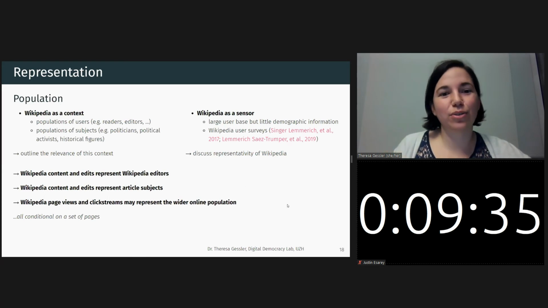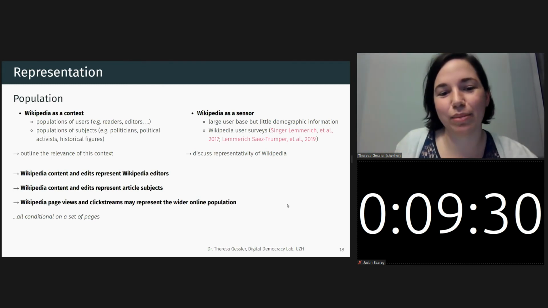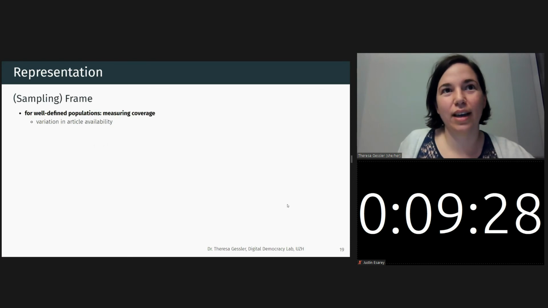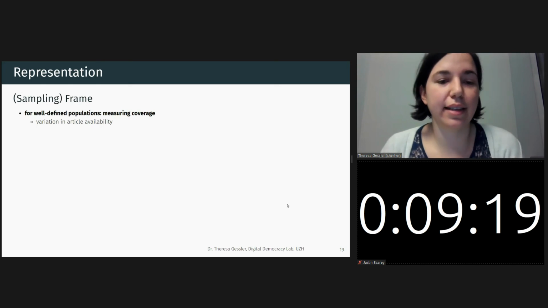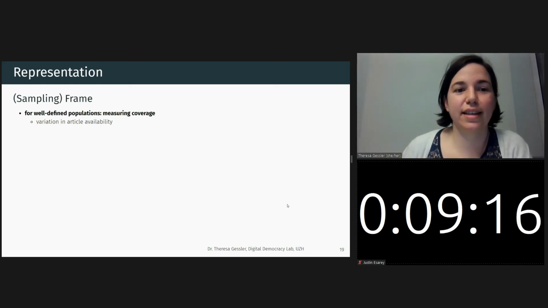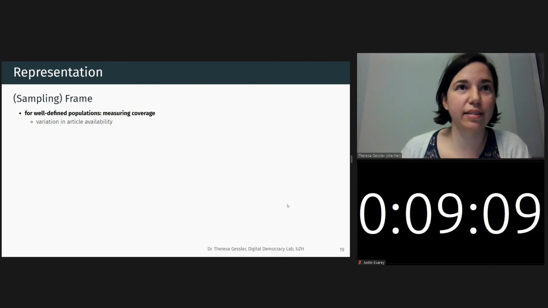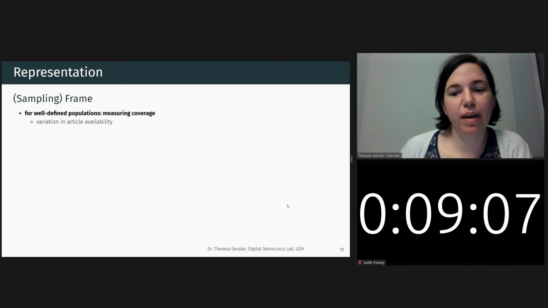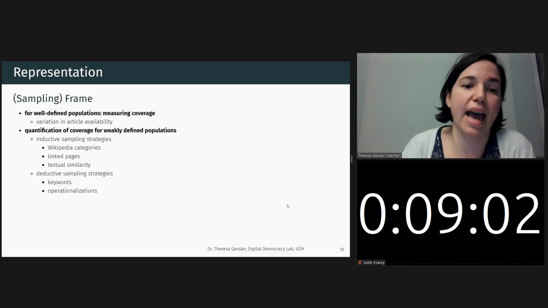Since this is so central to making these inferences, I wanted to focus a little bit more on that in the talk, and how we select a set of pages that we obtain our measurements from. For well-defined populations, like the population of legislators in a specific country, we can simply measure coverage. So we can assess who has a Wikipedia article, who doesn't. This is typically determined by things like notability, but at least in large countries, most people will typically have one.